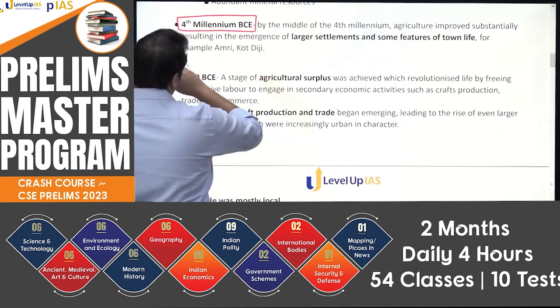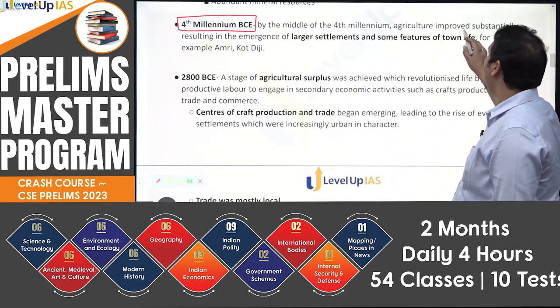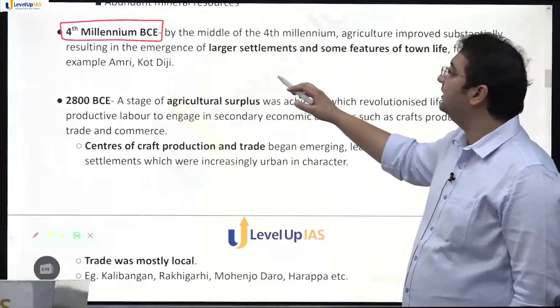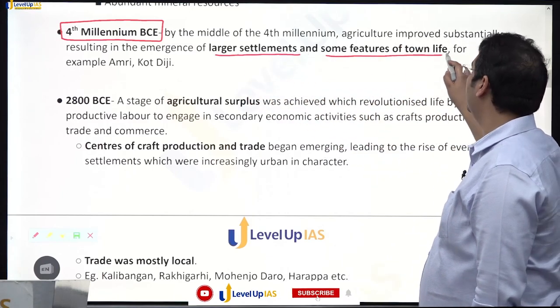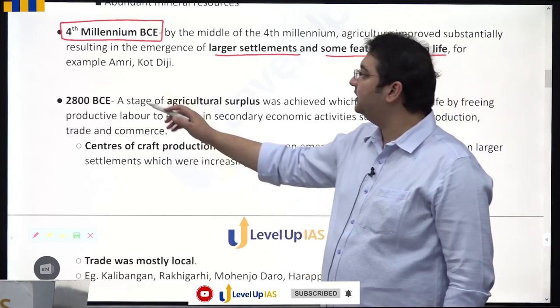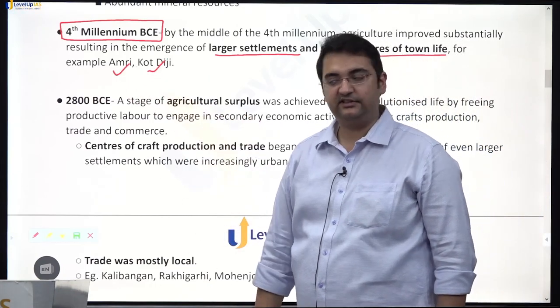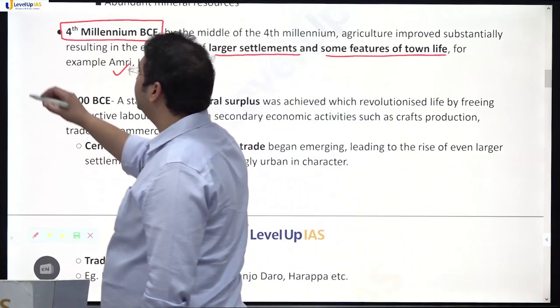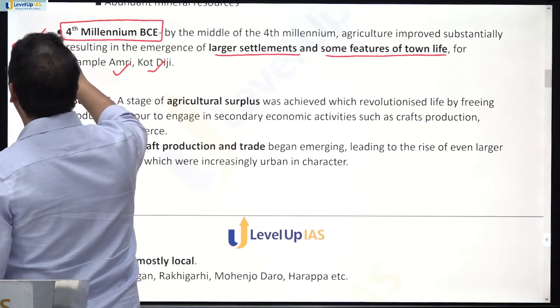Then, by the 4th millennium BC, so by the middle of the 4th millennium BC, agriculture improved substantially, resulting in the emergence of larger settlements and some features of town life. And some of the important sites associated are Amri and Kodiji, both in Sindh, right? So, this is known as the pre-Harappan phase of life.